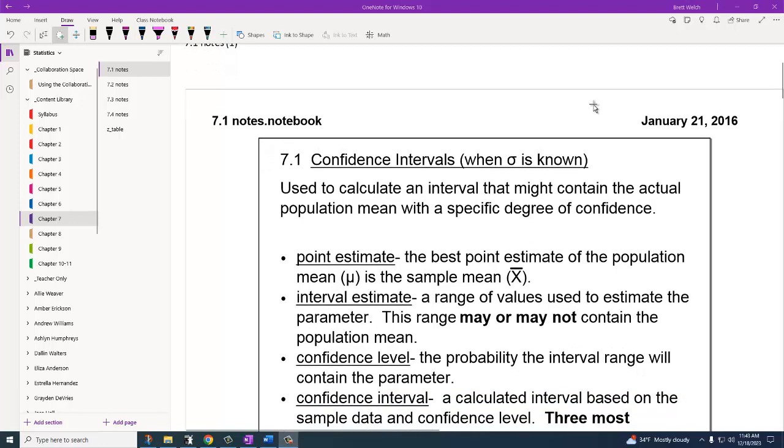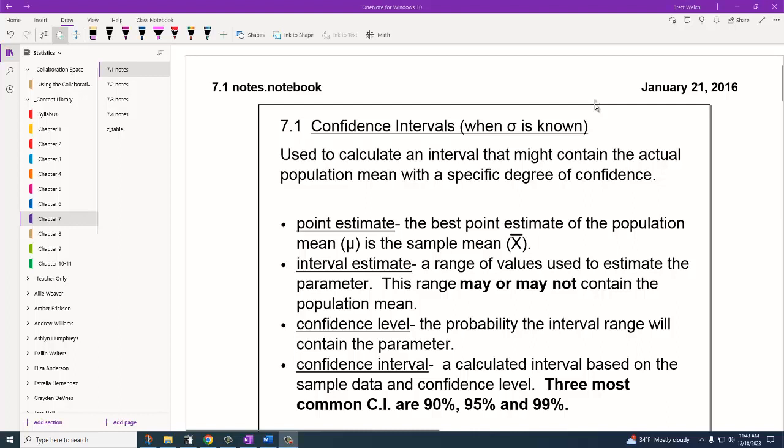All right, here we're looking at 7.1 for the stats class, and we're talking about confidence intervals. Now, today's assignment is about confidence intervals when the population standard deviation is known. So if we don't have that information, we're going to have a different approach we'll learn about later. But for today, if we know the population standard deviation, this is the process we're going to use. We use this to calculate an interval that might contain the actual population mean, with a specific degree of confidence.